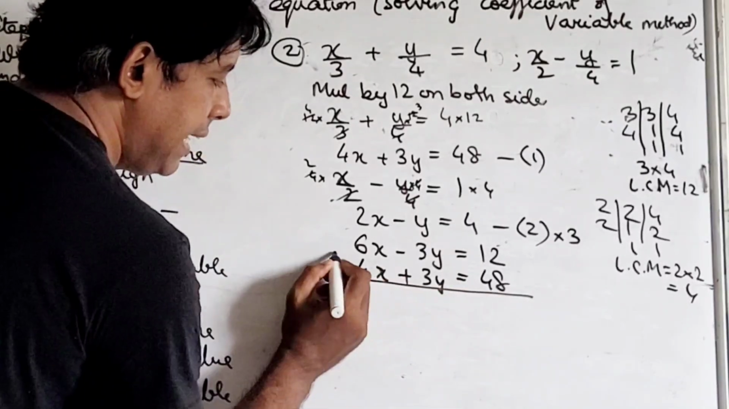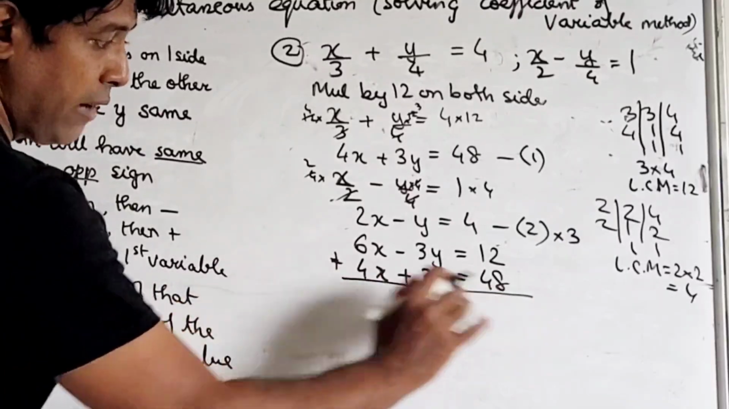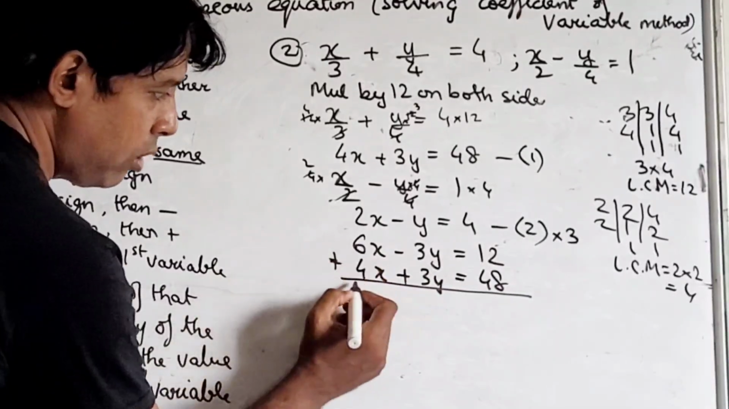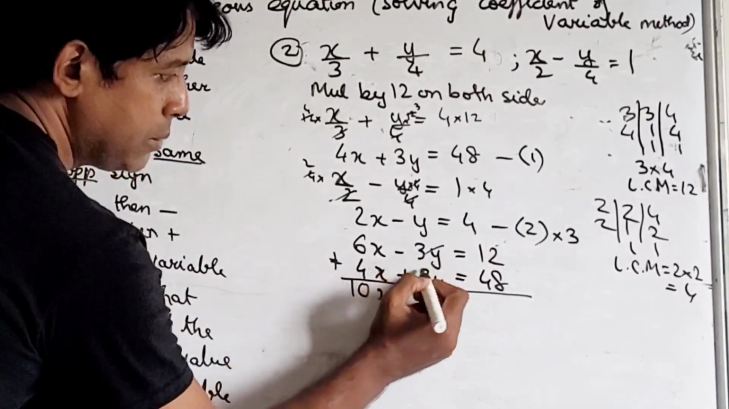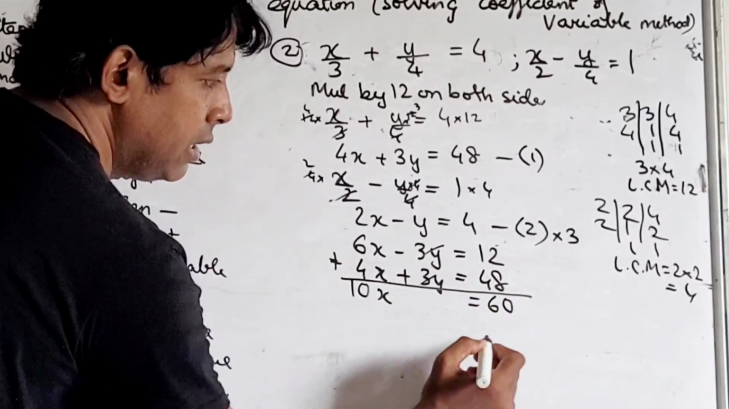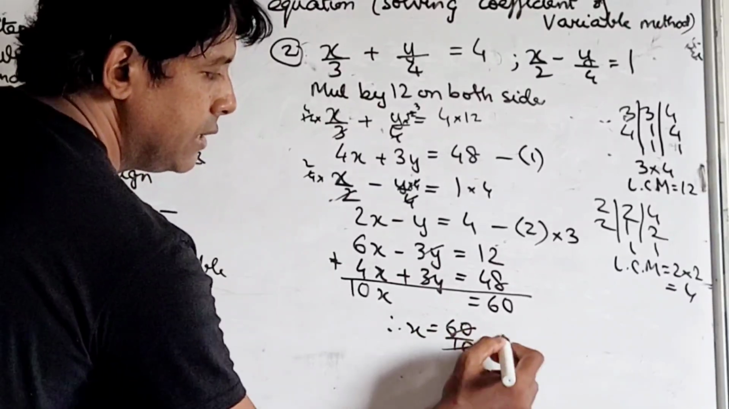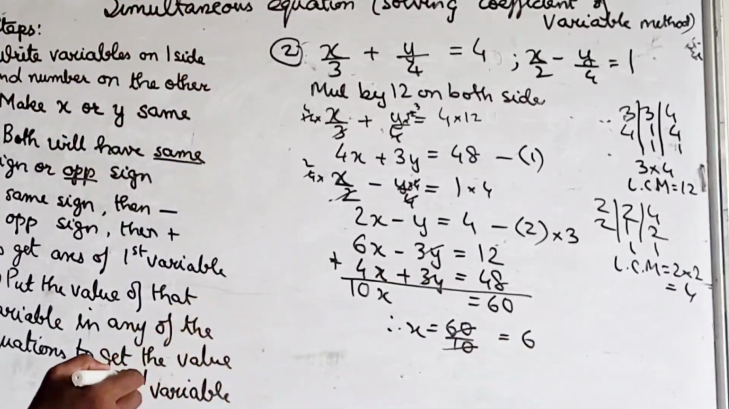So I have purposely taken an addition sum, so that while adding, as I told you, you don't have to change the sign. You will directly solve. 6 plus 4 is 10x, minus plus means it's gone, 3 minus 3 is 0, 48 plus 12 is 60. Therefore, x would be equal to 60 upon 10, 10 sixes are 60. So x value will be 6.